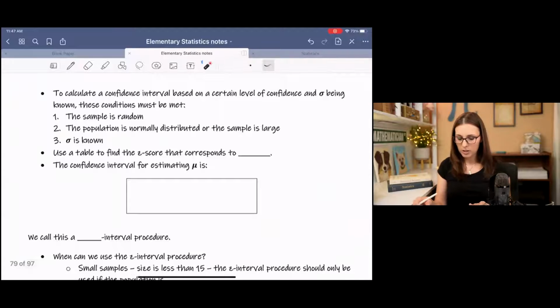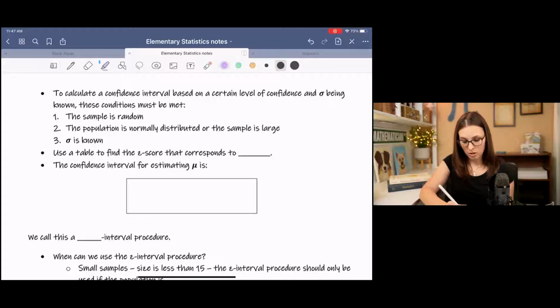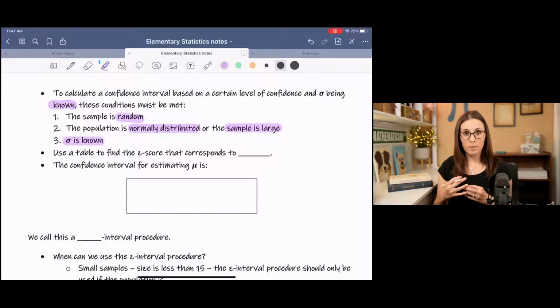To calculate a confidence interval based on a certain level of confidence and the population standard deviation being known, these conditions must be met. The sample is random, the population is normally distributed or the sample is large, and the population standard deviation is known. So if these three things are not met, then you can't really do a confidence interval based on a confidence level.